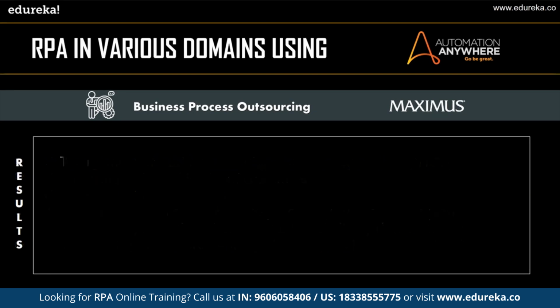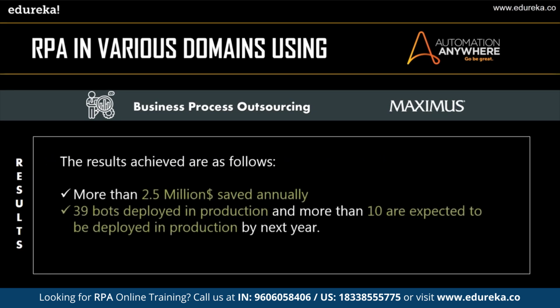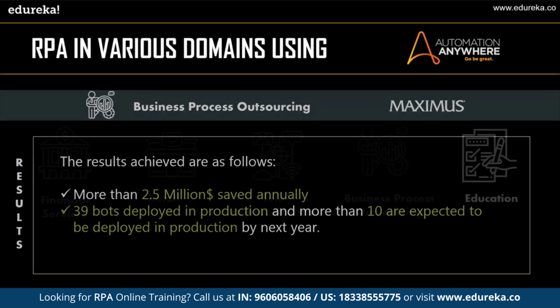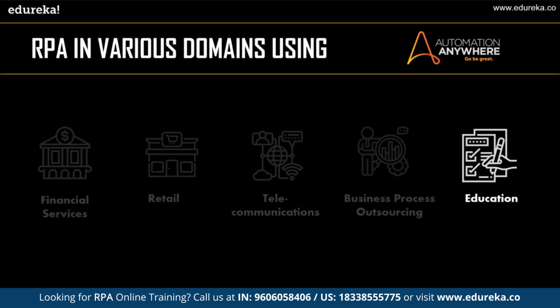So the result of Maximus using Automation Anywhere was that more than $2.5 million were saved annually and 39 bots were deployed in production and more than 10 are expected to be deployed in production by next year. So that was about RPA and BPO, guys. Now let's move on to our final domain, that is RPA in education.